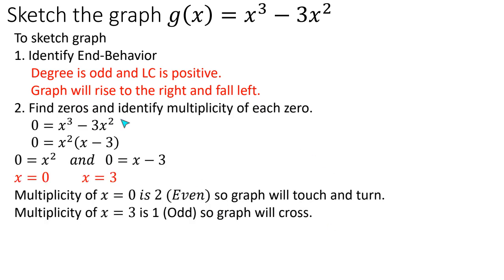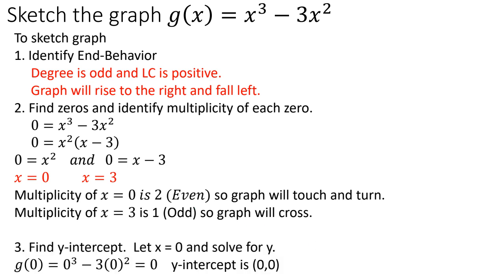The zeros: we set it equal to 0. I'm going to factor out an x squared. So I get x equals 0 and x equals 3. So x equals 0 has multiplicity of 2, so that's even, so that's going to touch and turn. And at x equals 3, it's going to cross. To find the y-intercept, we let x equal 0. So we plug in 0, then we get the y-intercept is (0, 0).